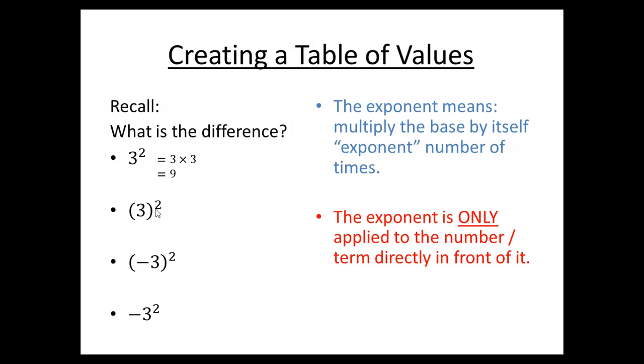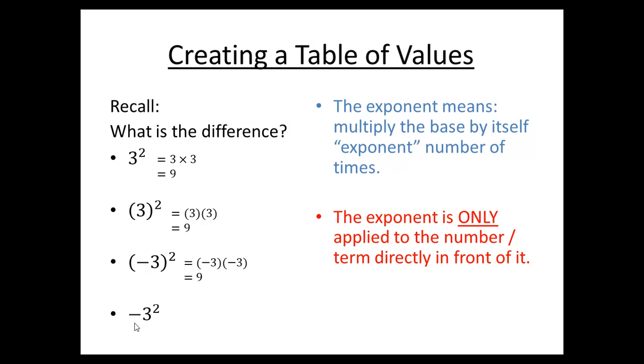The next one, we've written it differently. The base is still 3, so we have 3 times 3. That's also 9. Our third question, (-3) squared, that's -3 times -3. And this is because our base is -3.